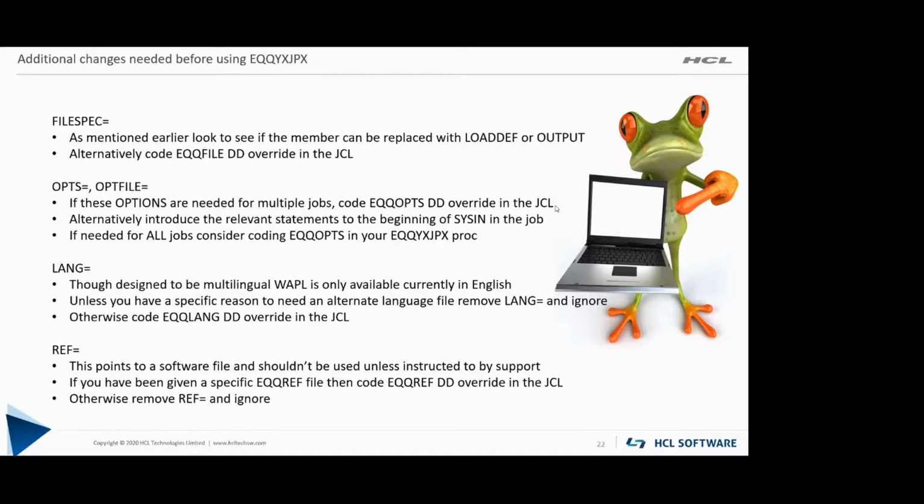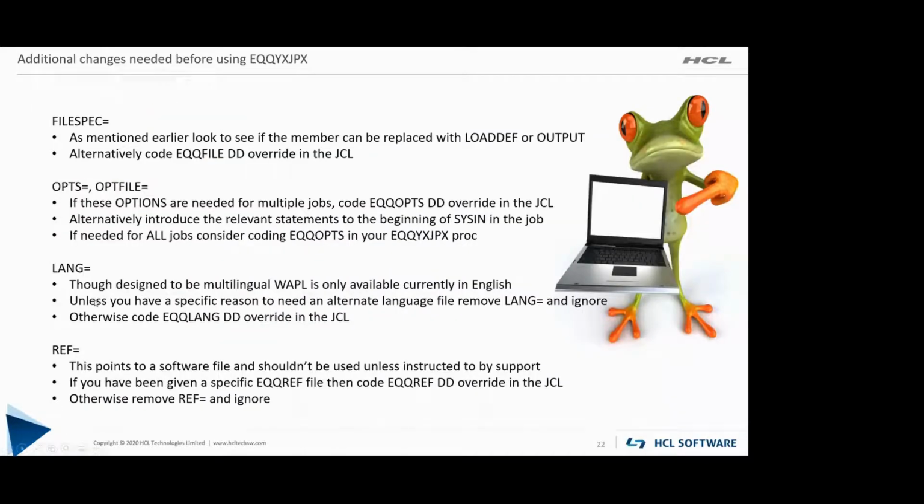Equally, you might want to put the statements at the beginning of the sysin in the job. If it's a case of only a few jobs need this, but you set it for all of them, just put them in the sysin. So it's up to you. Do you put an EQQ ops DD statement in the JCL, or do you put the contents in the sysin? But only if you think you need every job to run this particular set of WAPL commands every time it runs, then you can still put EQQ ops in the JPX proc. We just don't put it in there now because we want you to try and be as efficient as possible.